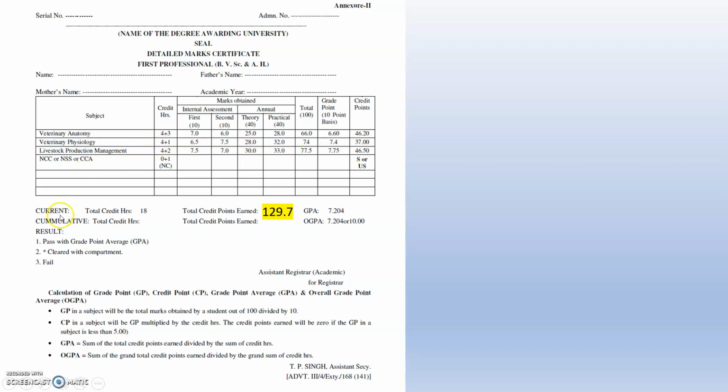So preparing the OGPA, currently you have got how many credit hours? 18 credit hours. This is 4, 4, 4, 12. 12 plus 6, it's 18. And you will be counting the credit points in the first year. 46.20 plus 37 plus 46.50. So you'll be adding up all those things, then you will get 129.7. And if you divide the 129.7 by 18, you will get the grade point, that is 7.20. That is your total grade point in the first year, which is considered as the OGPA.